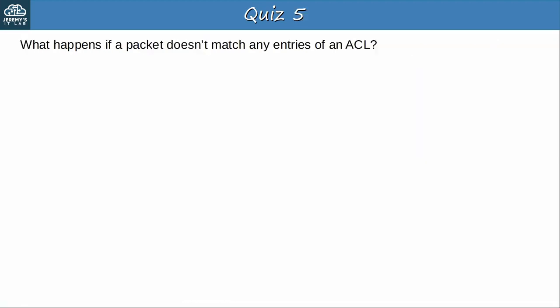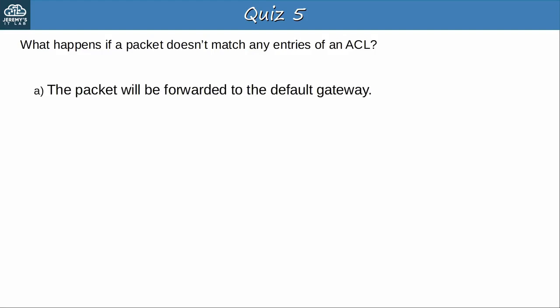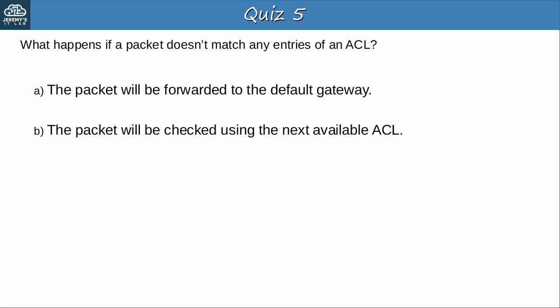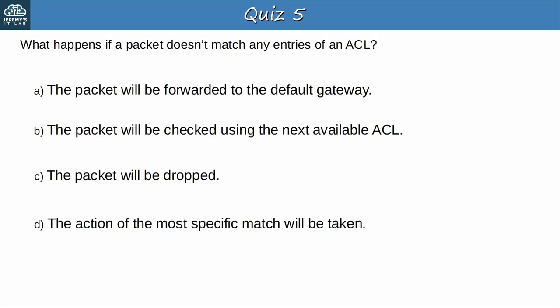What happens if a packet doesn't match any entries of an ACL? A. The packet will be forwarded to the default gateway. B. The packet will be checked using the next available ACL. C. The packet will be dropped. Or D. The action of the most specific match will be taken. Pause the video to think about your answer. The answer is C. The packet will be dropped. Every ACL includes an implicit deny at the end, which will deny all packets that don't match any of the ACL's entries. So, C is the correct answer.